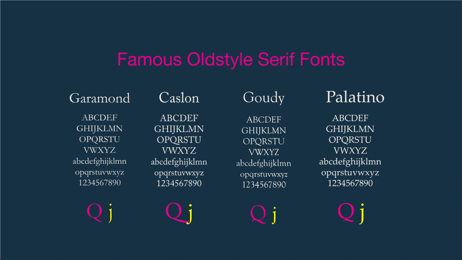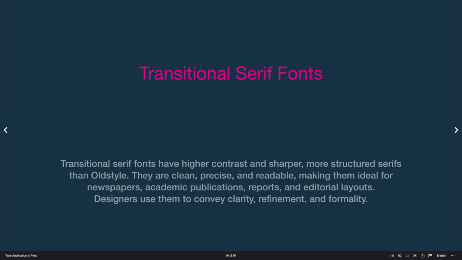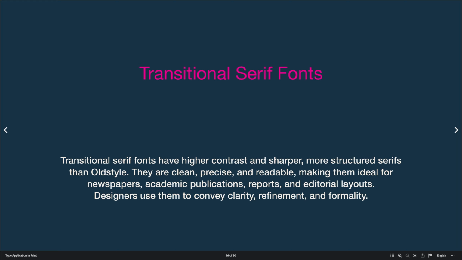Transitional serif fonts. Moving forward in history, transitional serif fonts emerged in the 18th century, bridging the gap between Oldstyle and modern serifs. They reflect the shift from hand-lettered calligraphic forms towards more structured, rational typefaces influenced by advances in printing technology. They convey clarity and formality, making them the favorite for newspapers and academic reports.